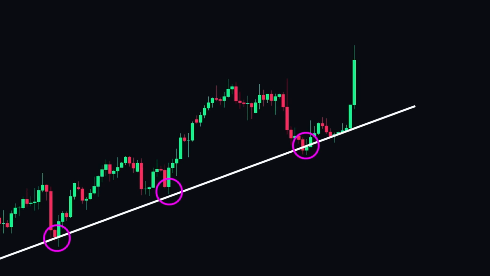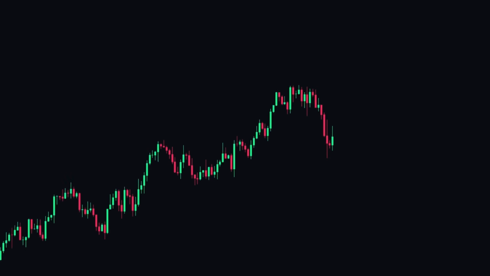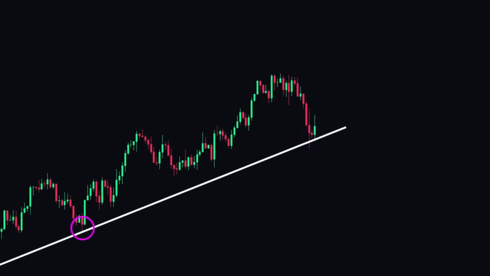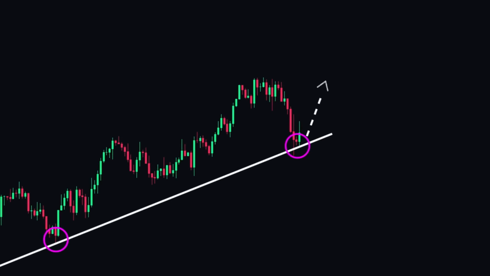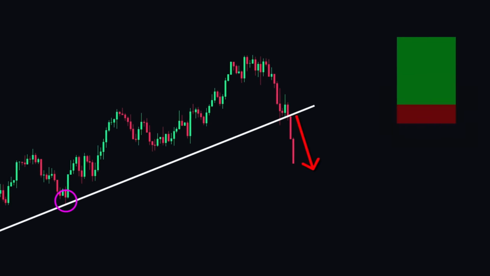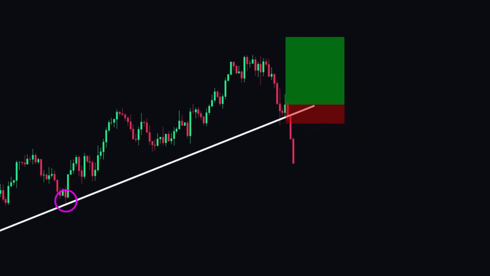However, that doesn't mean we can just enter every time price touches the trend line, because this pattern won't always work. Like in this example here, you can see that price has rejected the trend line in the past, and now it can be seen touching it again. So you might expect another bounce. However, instead of bouncing, price breaks right through. So if you blindly bought at this trend line, you would have taken a loss. And that's exactly why you need a better approach.